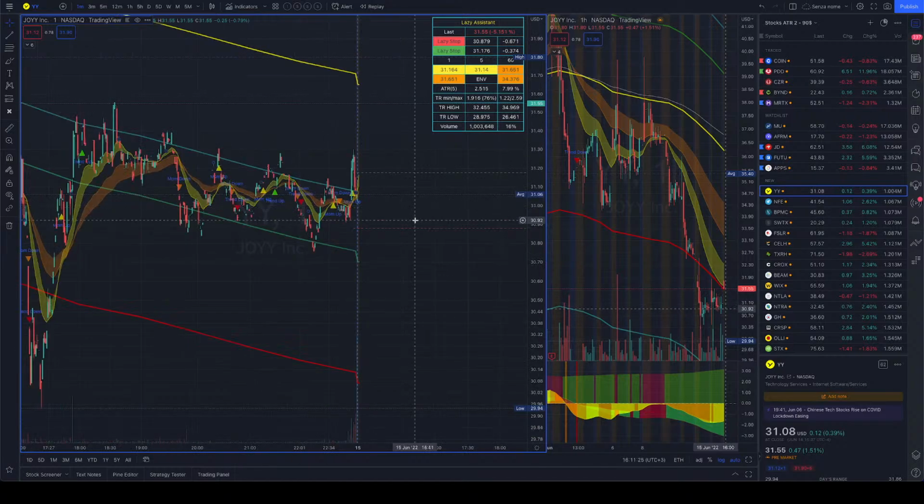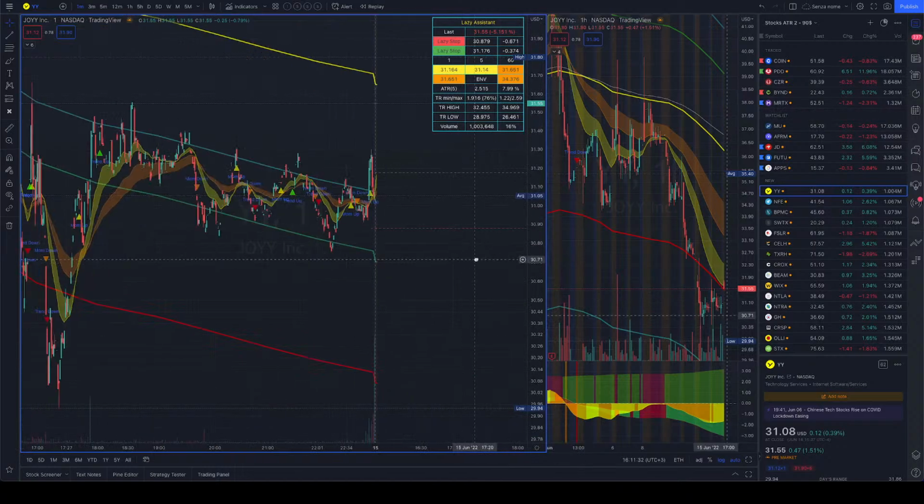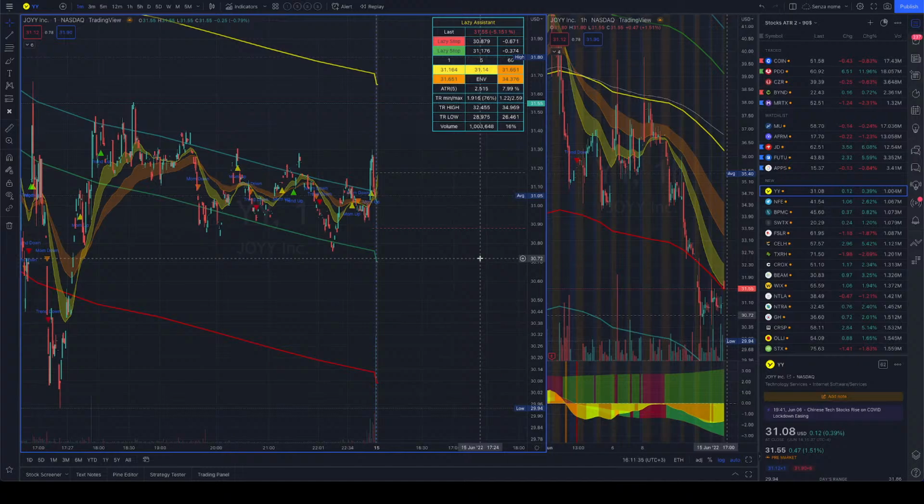Now it's still not showing, we're still in the pre-market. So let's go through all the stocks. We have 20 minutes till the stocks start moving.